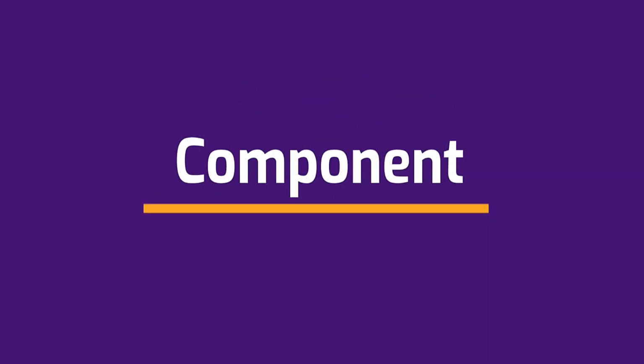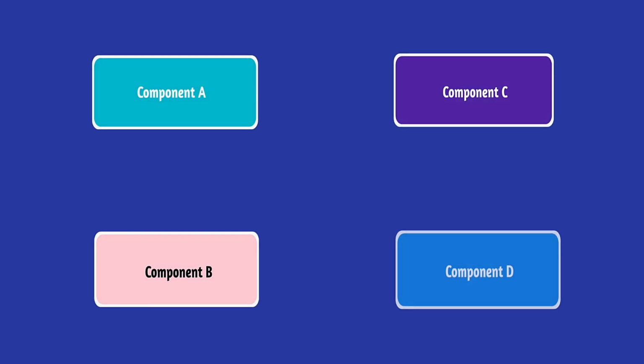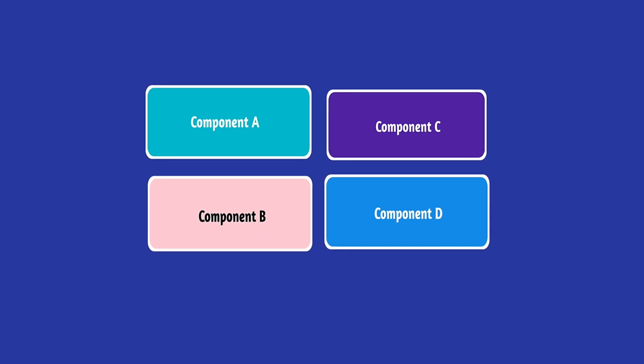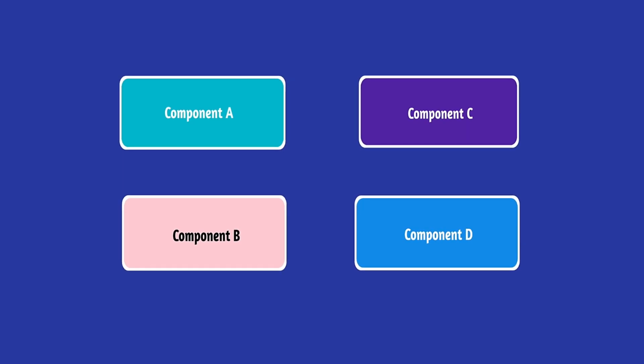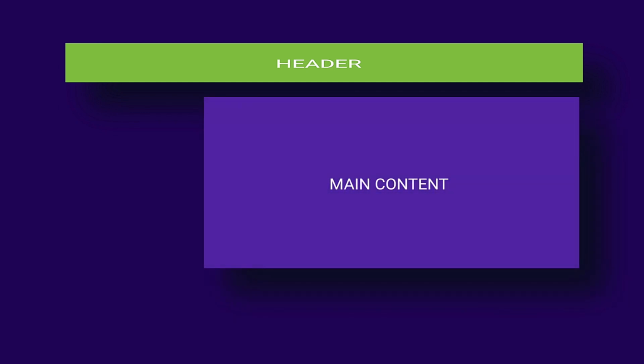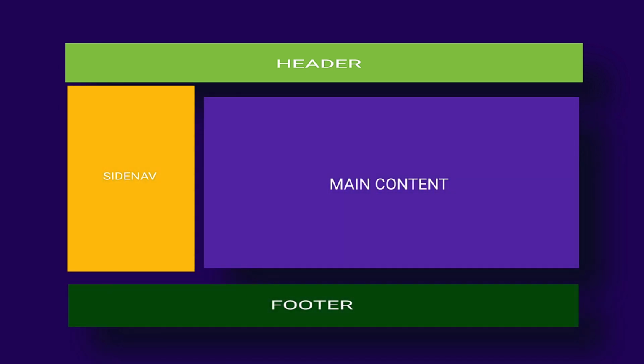Component. A component is an isolated piece of UI that is composed to build complex user interfaces. In other words, it represents a part of the user interface. So, a traditional website can be broken down into the header component, body container, side nav, and the footer component.